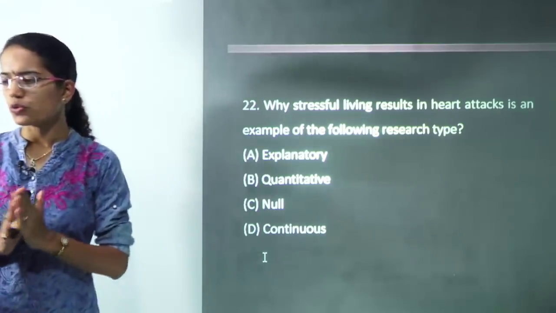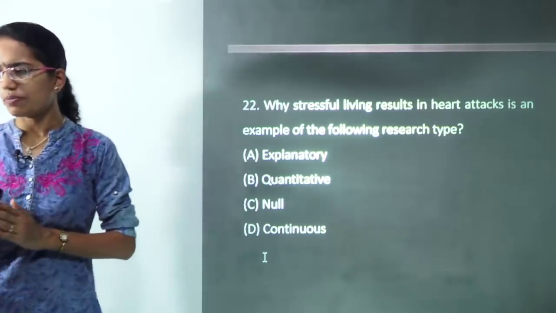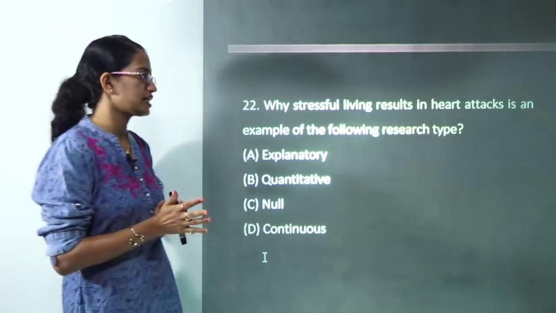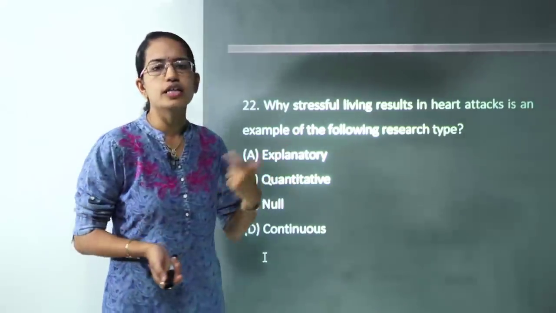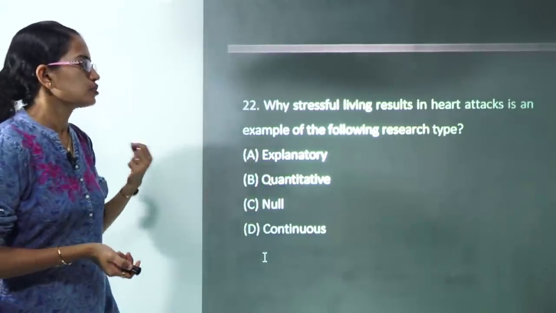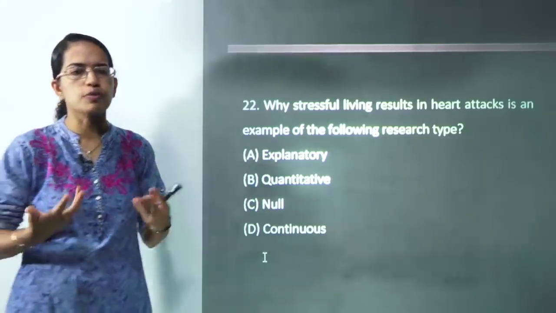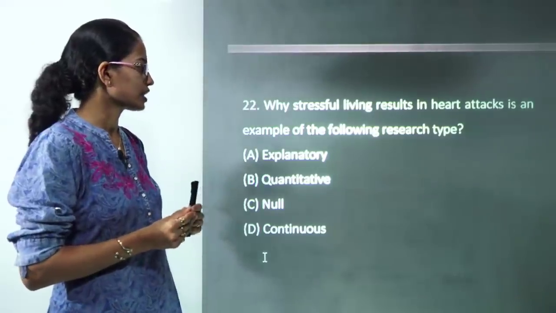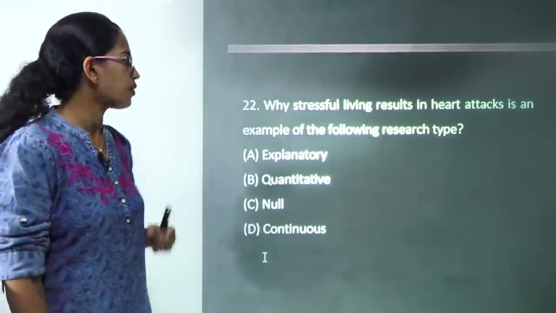Question number 22, looking for correct answers. Great, a lot of you are putting up A's. So it's basically an explanatory research. We are trying to explain why a stressful living would lead to or result in heart attacks. So explanation of the facts and investigation of a problem is required, and therefore it's a kind of explanatory research. As I said, explanatory and action research are very, very important.